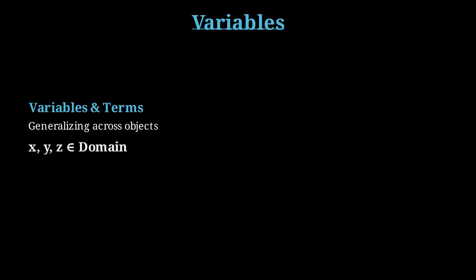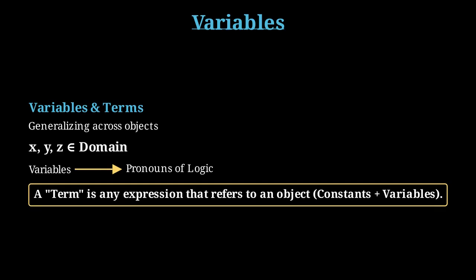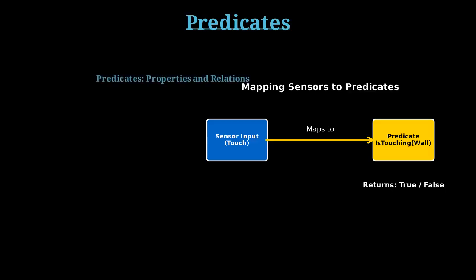But an AI cannot just memorize every specific object, it needs to generalize. This is where variables come in. Think of variables as pronouns like "it" that can stand in for any object in our universe. Together, constants and variables form what we call terms. A term is simply any logical expression that refers to an object. By using variables, our AI can learn rules that apply universally, rather than learning a new rule for every single constant.